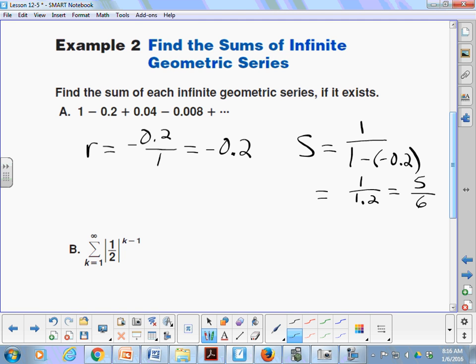Because the numbers just keep getting bigger and bigger, they're not converging to a specific number, they're going to infinity. Or in this case, if they're positive or negative and they're diverging, it's just jumping all over the place, from a positive number to a negative number to positive, negative. All right? Letter B.